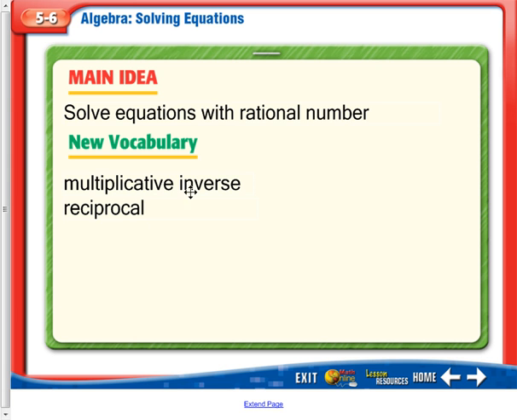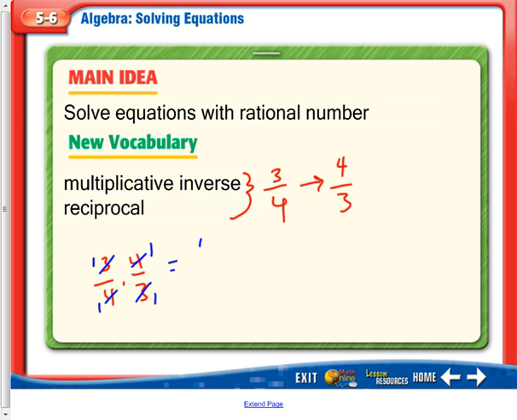The words multiplicative inverse and reciprocal both mean the same thing. So if I have a number 3/4, the reciprocal or multiplicative inverse is 4/3. So for example, 3/4 times 4/3, what happens when you do that is the 3's go to 1's, the 4's go to 1's, and you end up with 1/1, which equals 1. So that's what we mean by multiplicative inverse.